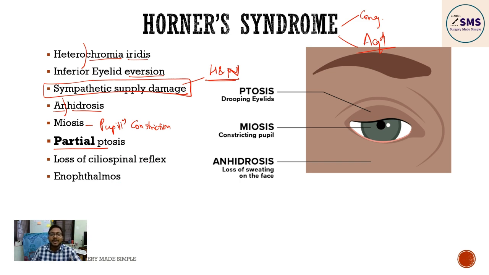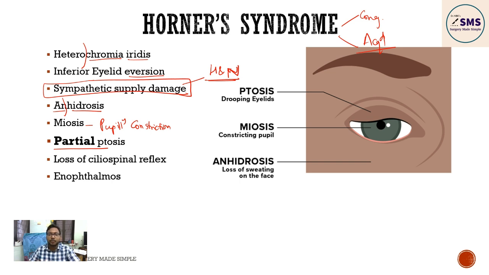Okay. Now, what is loss of ciliospinal reflex? See, basically, your sympathetic stimulus will dilate the ipsilateral pupil. Now, when someone is pinching the nape of the neck, it is nothing but a sympathetic stimulus. Normally, what should happen? The ipsilateral pupil should get dilated. But in Horner syndrome, whenever someone is pinching at the nape of the neck, there will not be ipsilateral pupillary dilatation. So this response of ipsilateral pupillary dilatation to the sympathetic stimulus is called the ciliospinal reflex. But in Horner syndrome, it is lost.